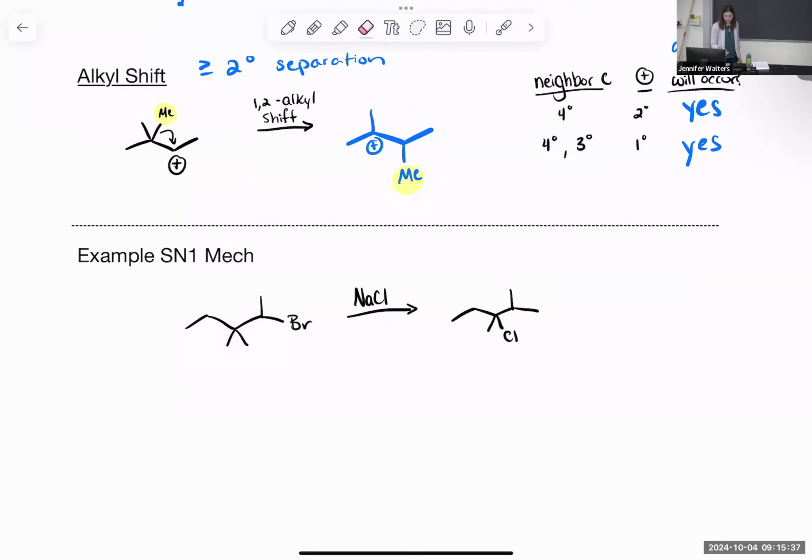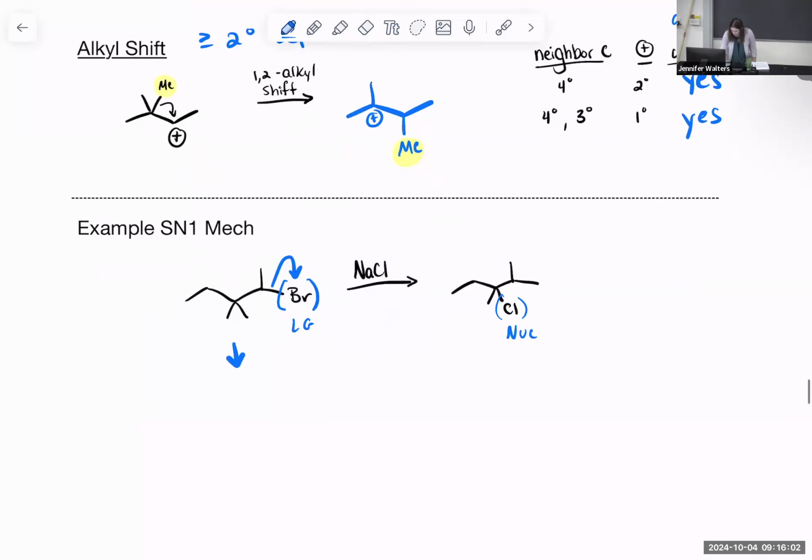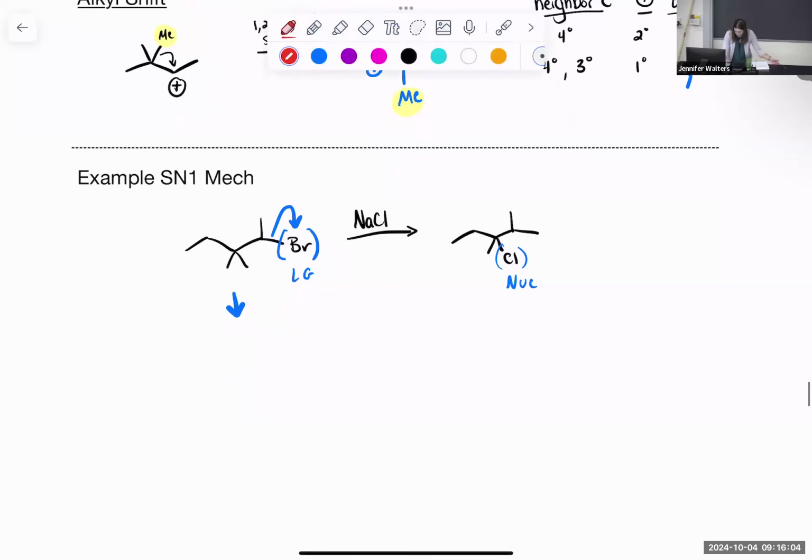So this is what I was trying to illustrate, that we know that it's SN1 for this particular one. It had to be SN1 because my nucleophile is now on a different carbon than where my leaving group was located. So what is step one of an SN1 reaction? Leaving group leaves. So that's what we're going to do first. Step one, leaving group leaves.